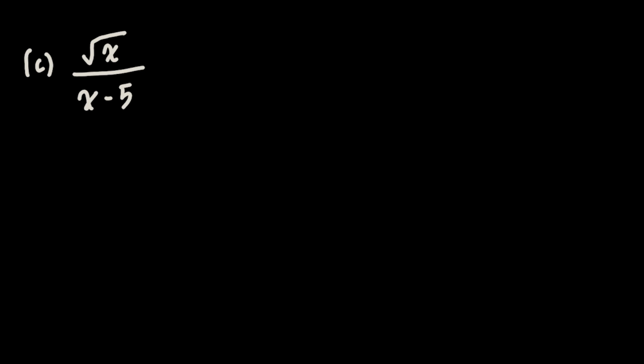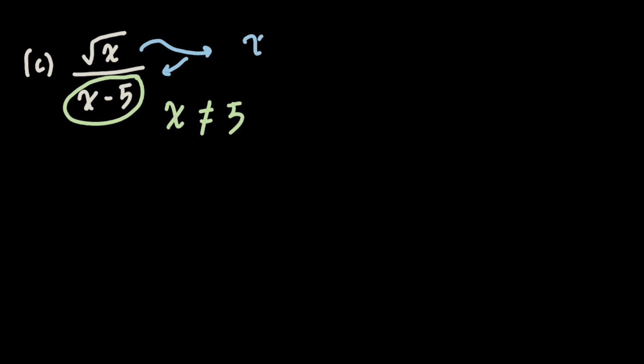Let's see part C. We have this fraction here and we want to find the domain of it. The first thing, look here. X cannot be 5 because if x equals 5, the denominator would equal 0. So x cannot be 5. And if you look here, we have a square root. So x is greater than or equal to 0.